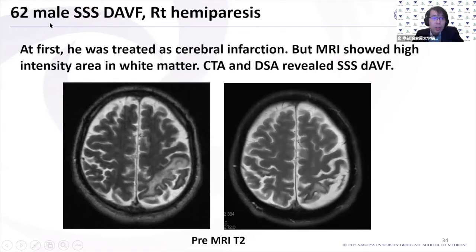Next, a 62-year-old male with a superficial sinus dural AVF. Onset was right hand paralysis. At first, he was treated as cerebral infarction, but MR showed a high intensity area in the white matter. CT and DSA revealed an SSS dural AVF.